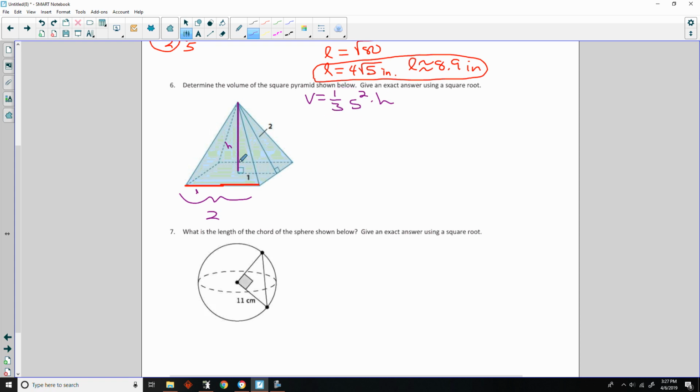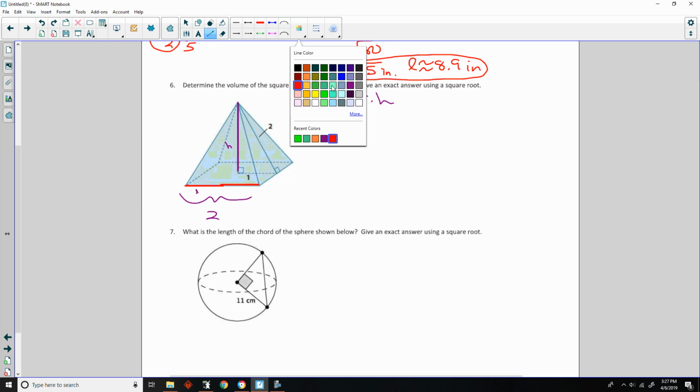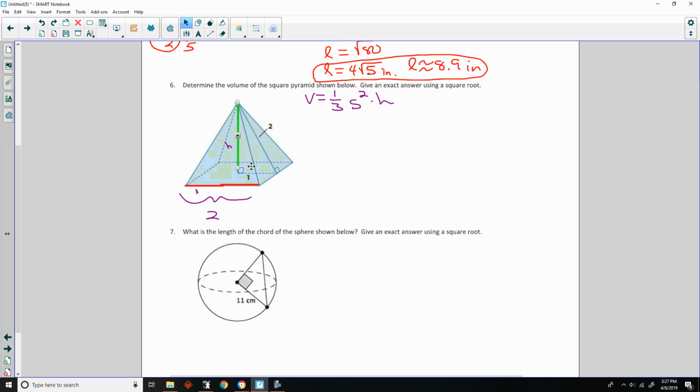My height, I don't know. But I have a right triangle in here. Right here. So let me draw the right triangle. Let me do it in neon green. So the right triangle's here. Try that again.